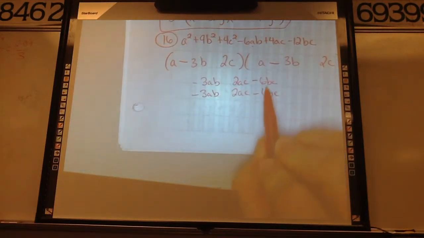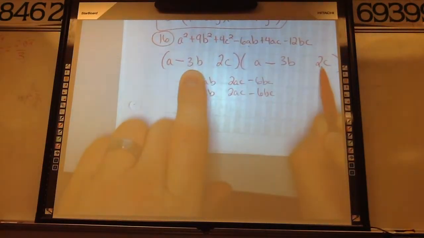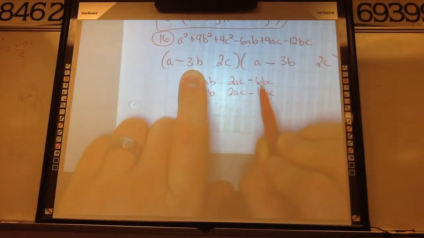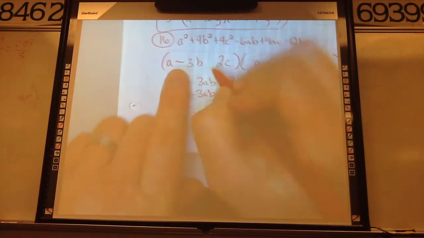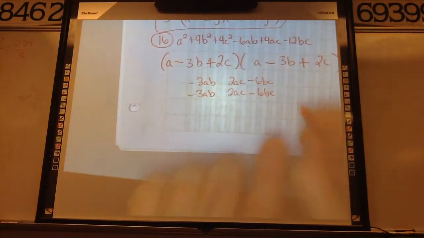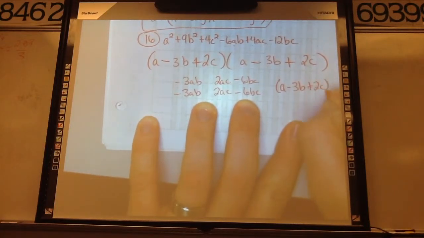Where did my BCs come from? 3B times 2C. Negative 3 times 2 is negative 6. So just put positives. So that should be positive. And negative 3B times 2C there, that should be positive. So it's A minus 3B plus 2C, all squared. A minus 3B plus 2C squared.